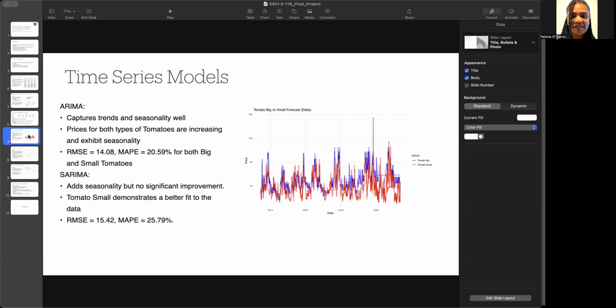As far as my SARIMA model, it added the seasonality, but there was no significant improvement. In addition, with my SARIMA model, I was able to determine that tomato small demonstrates a better fit to the data. And as far as the SARIMA model, those metrics were the RMSE was 15.42 and the MAPE was 25.79.